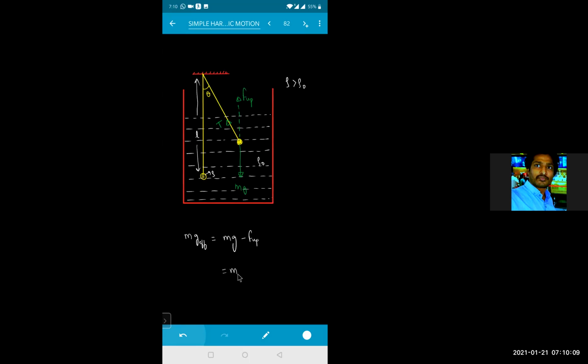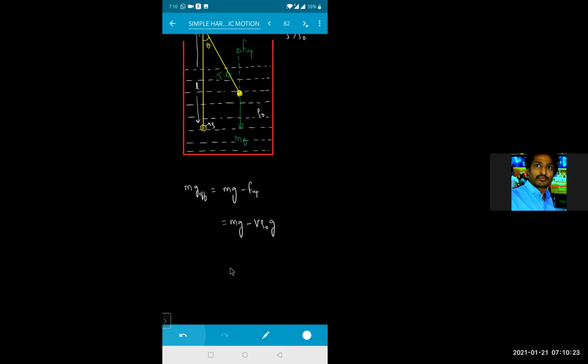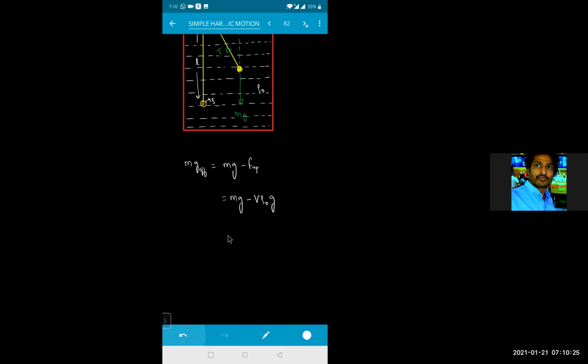So mg minus upthrust will be equal to how much? Upthrust is equal to mass, which is volume into density of liquid into g. Mass is equal to volume into density. So this can also be written as m into g minus volume. Density is equal to mass by volume, so volume is equal to mass by density.